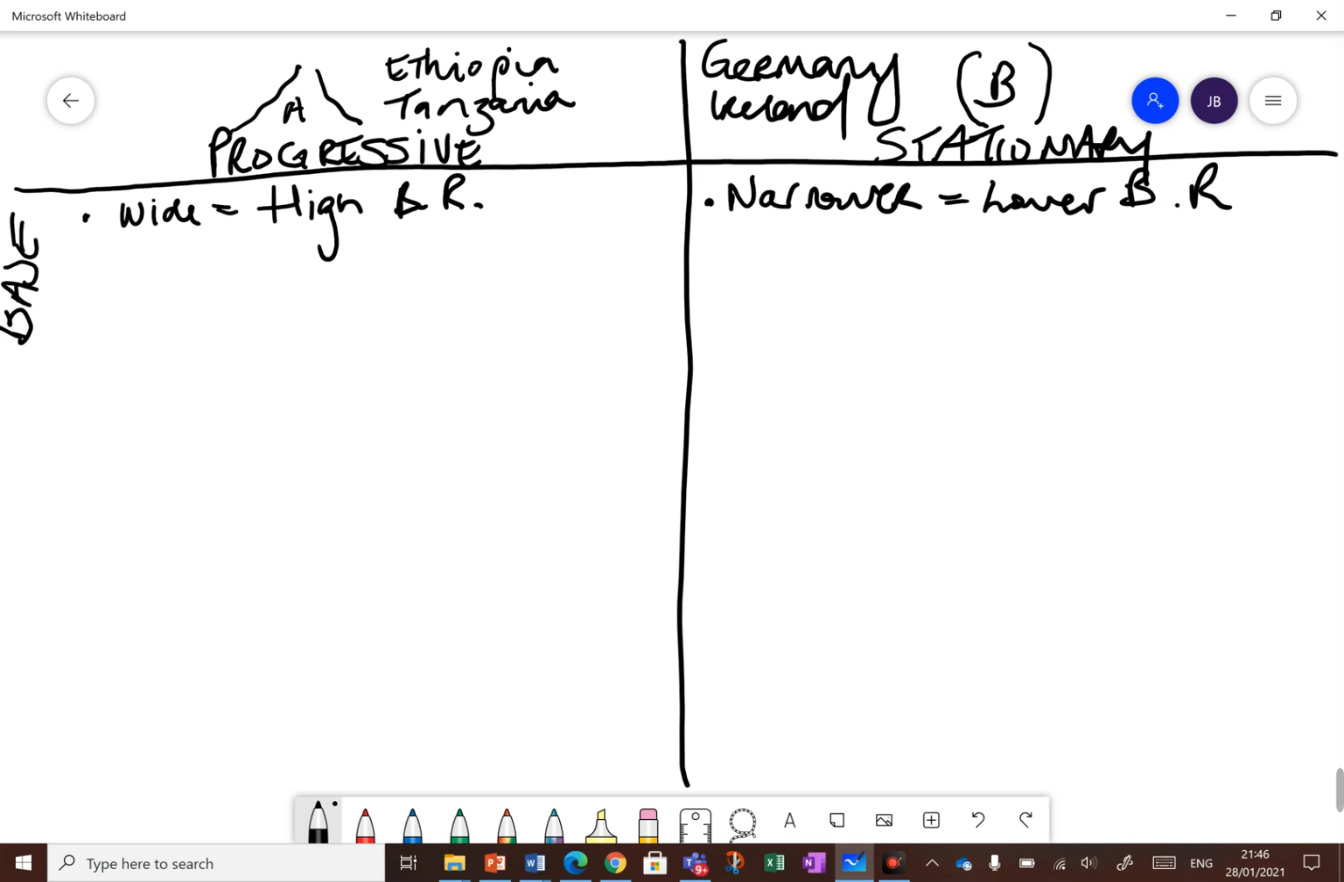Now, if we could actually see figures on this, you would state the figures, but we can't. So instead, we're going to get into the reasons for why this might be. The differences are basically because of maybe the status of women in society. So status of women.